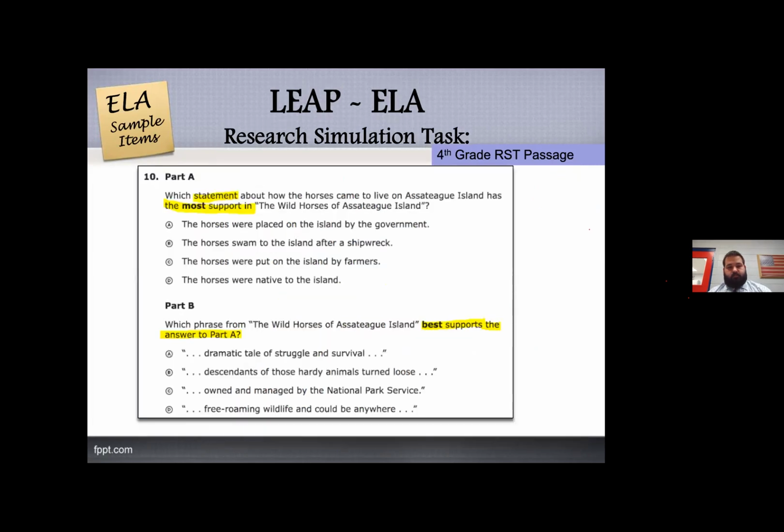And that's just a sample for 4th grade. It's the same explanation. They have to answer part A correctly to be able to correctly answer part B to get full credit.